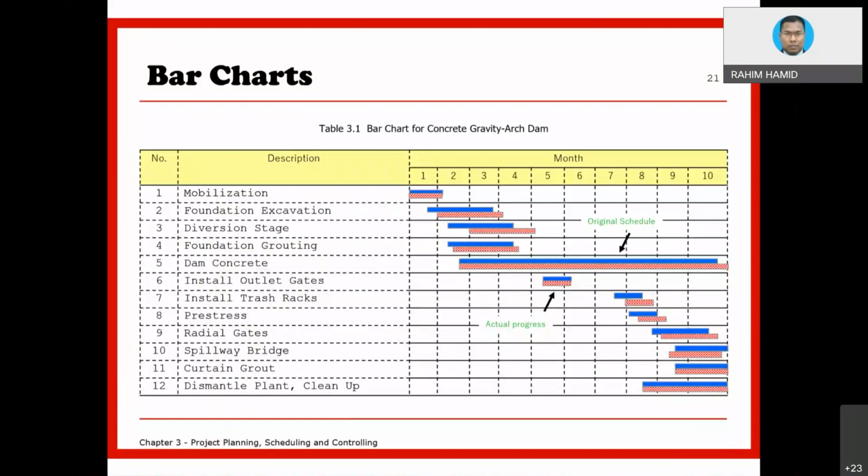Okay, now another thing. On the bar chart, if you notice, there are two bars for each activity, actual and original. This is what we call tracking.